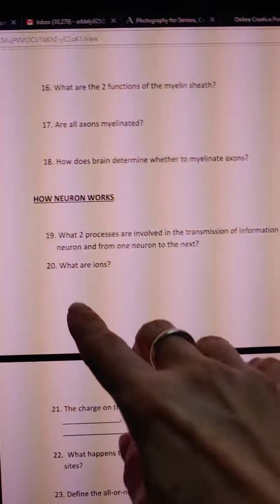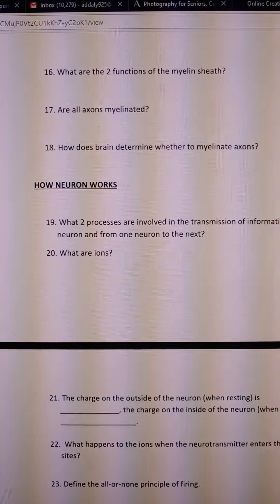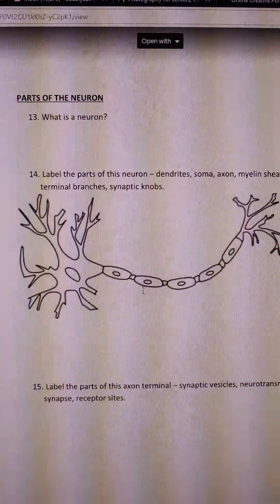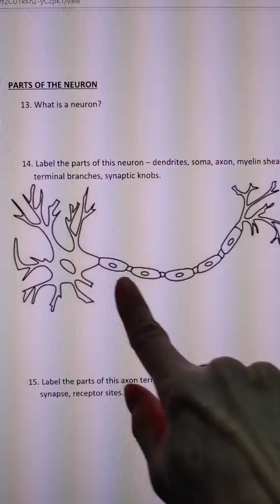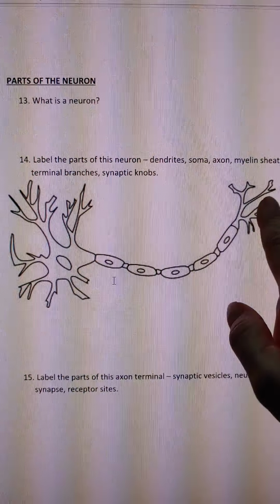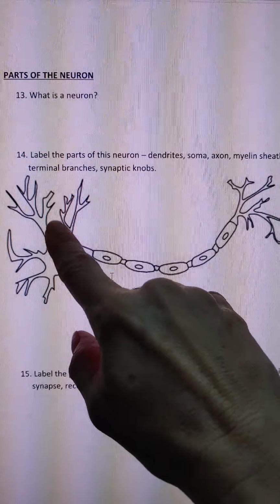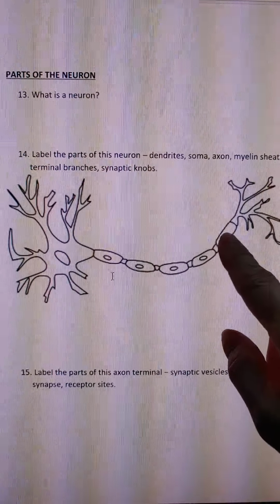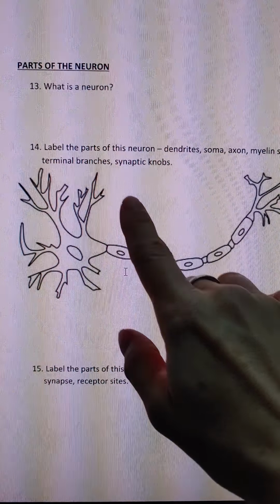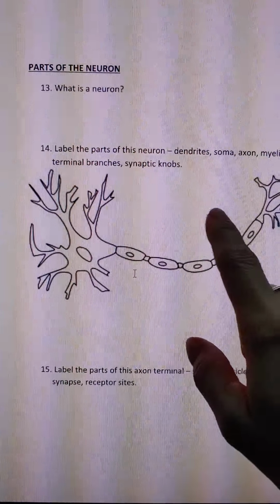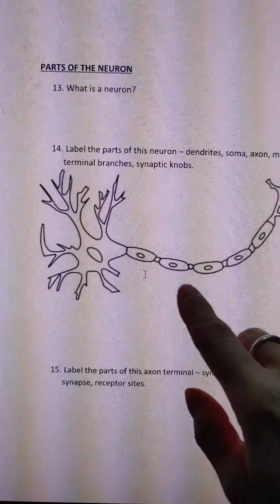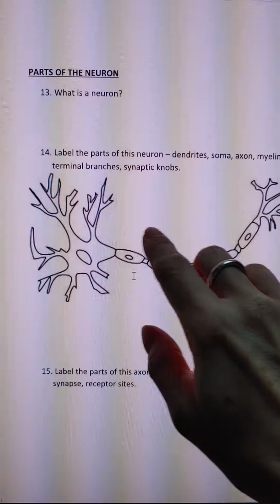Then they ask, what are ions? Number 20. Ions, you can't see it here, but this neuron is bathed in fluid, and it contains fluid on the inside of it too, okay? You hear how we're like 75% water or something like that? There's fluid on the outside, fluid on the inside. In this fluid, both inside and outside, are electrically charged particles, okay? Little particles that have an electrical charge inside and outside the neuron.